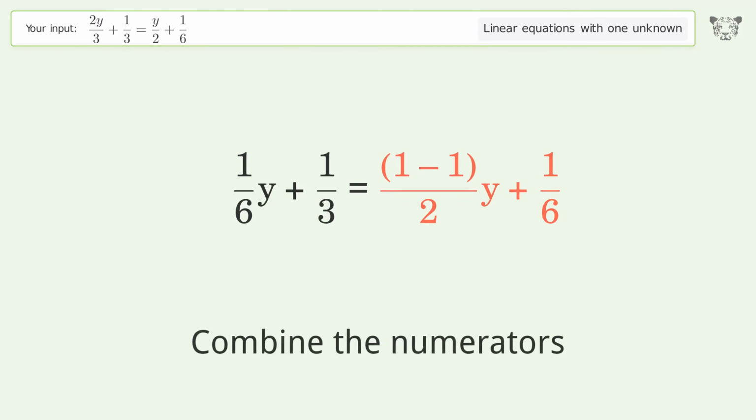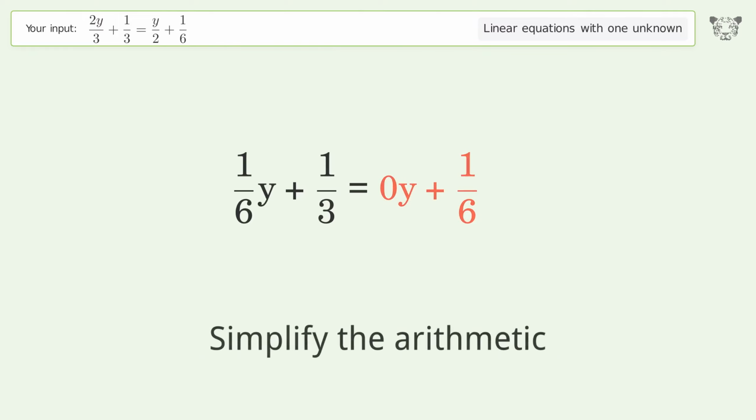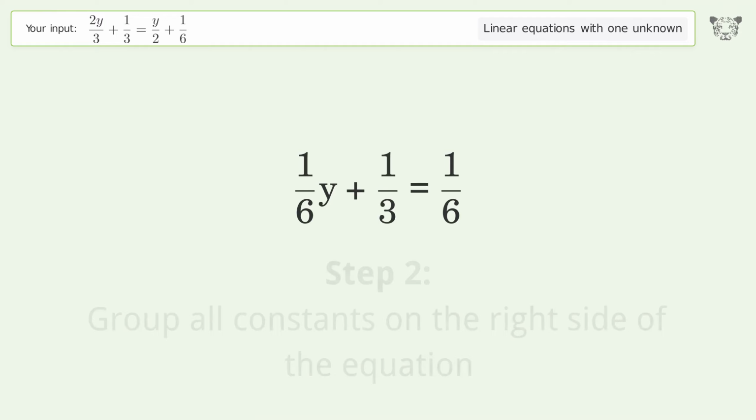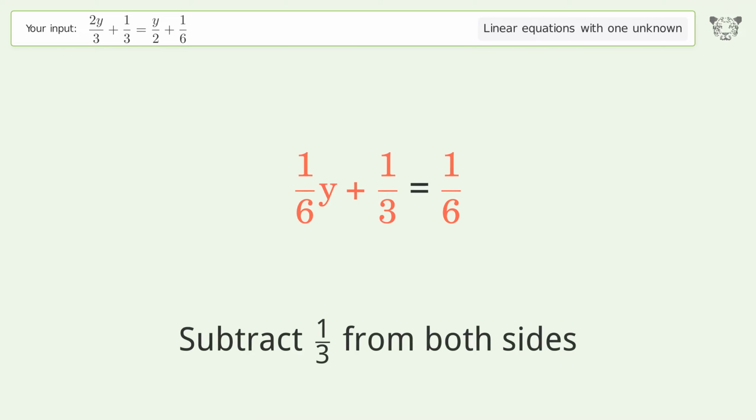Combine the numerators. Reduce the zero numerator. Simplify the arithmetic. Group all constants on the right side of the equation. Subtract 1 over 3 from both sides.